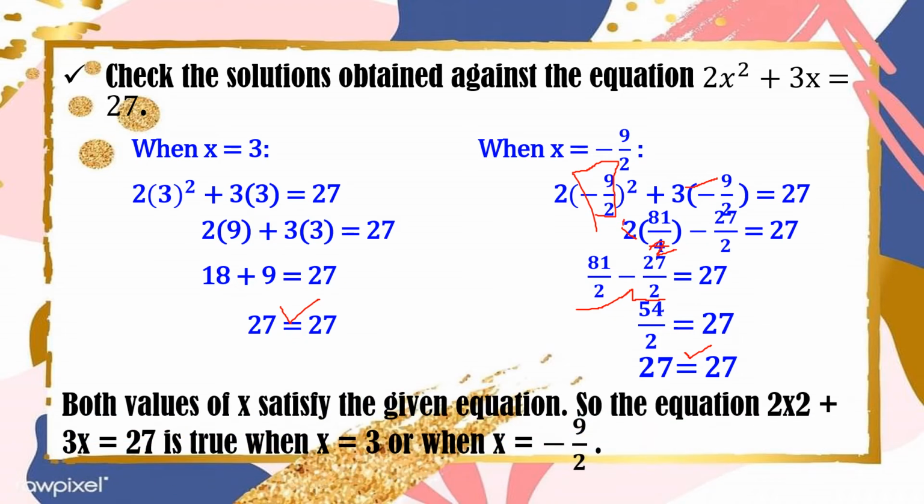So, both values of x satisfy the given equation. So, the equation 2x squared plus 3x equals 27 is true when x equals 3 or when x equals negative 9 over 2.